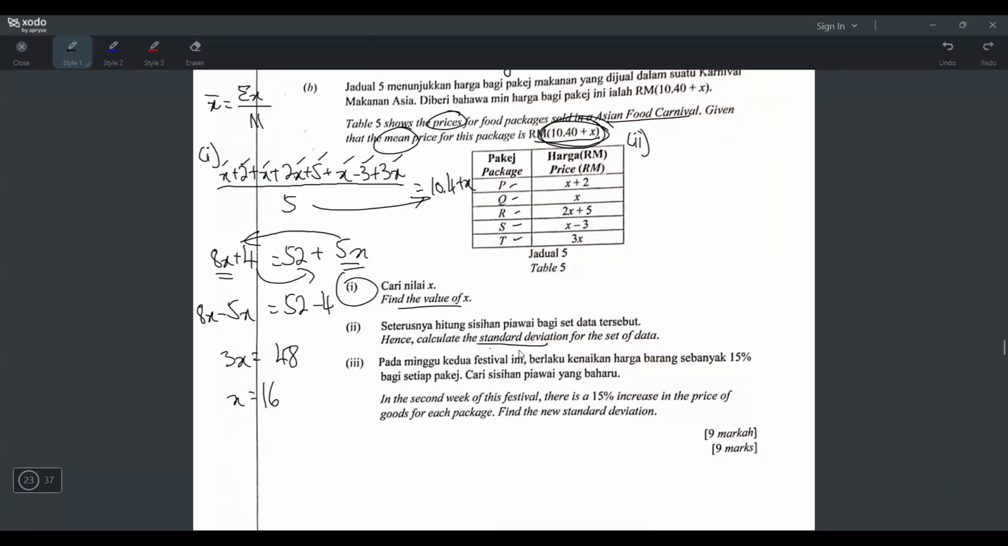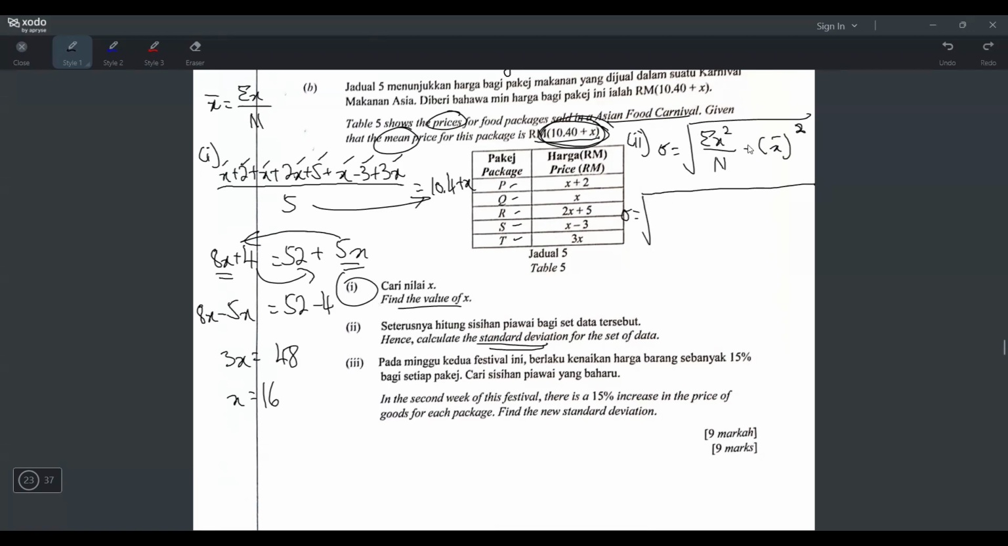Now let's do number 2. Hence, calculate the standard deviation for the set of data. The formula for standard deviation you need to memorize, right? It's the square root of the sum of x squared divided by n, minus the mean squared. This is the formula. But the mean, we already know it. It's 10.4 plus 16, because I found x already, which is 16. So we don't have to find the mean anymore. We can go straight to the standard deviation.